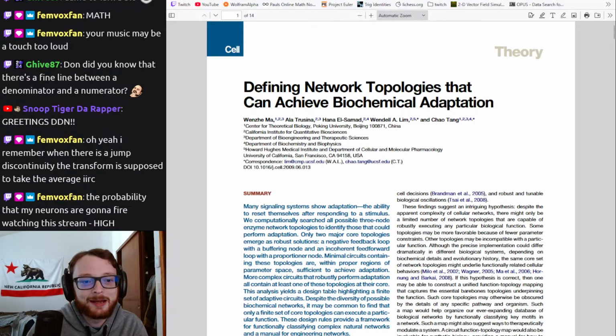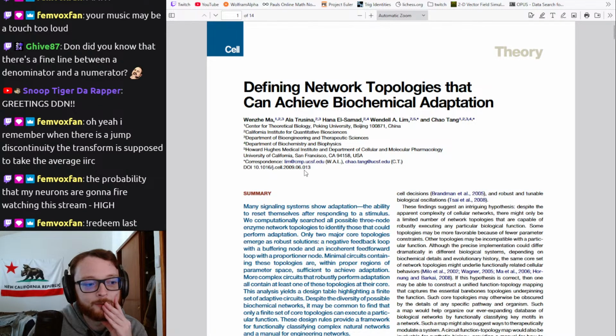Well, yeah, I hope your neurons are ready for this paper once we get to it. If I get stuck or I figure out this Fourier transform question, we're going to do this.